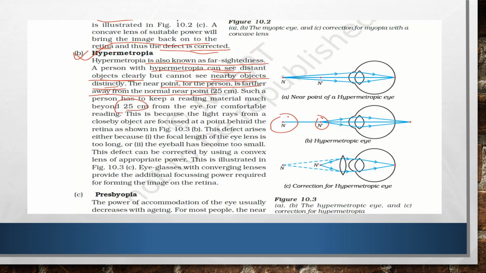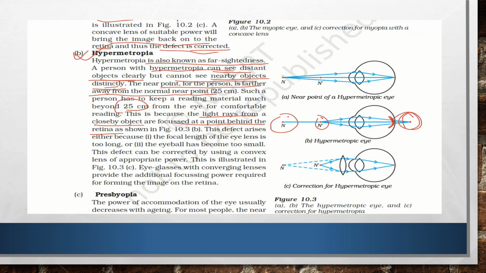So what they do, they generally put their newspaper far away, they put their books far away and try to focus that image formation, right? So what is happening? Because the near point, which should be at 25 centimeters, is farther away. Okay, so how is this happening? Because the light rays from the close-by object are focused at a point behind the retina. So this image should be formed here. It should be focused at this point, but it is forming here. The image formation is behind the retina.